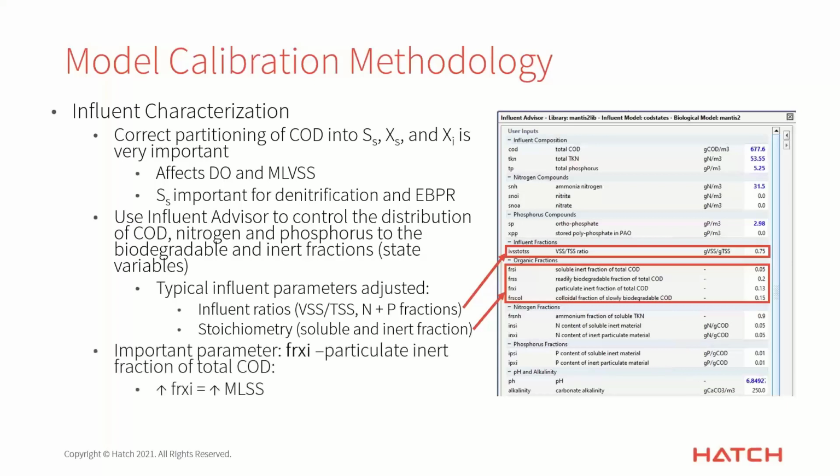One important parameter I just want to highlight is the particulate inert fraction of total COD. Basically, if we raise this fraction, then the MLSS in the bioreactors is going to increase. So this is a very handy parameter to use if you are trying to calibrate the MLSS.